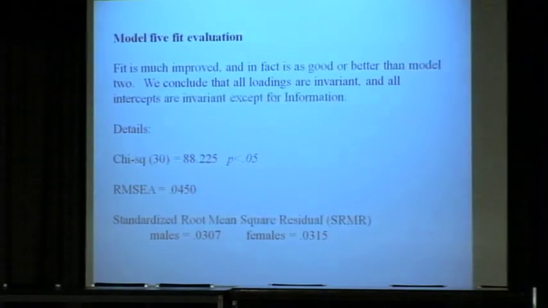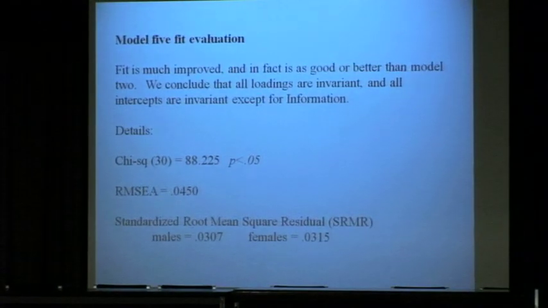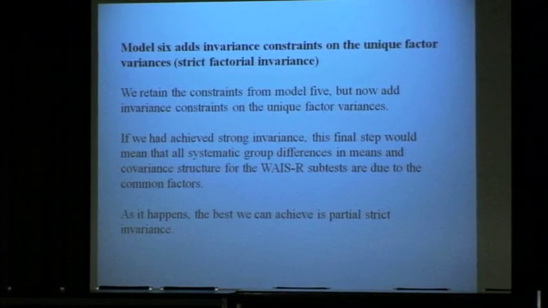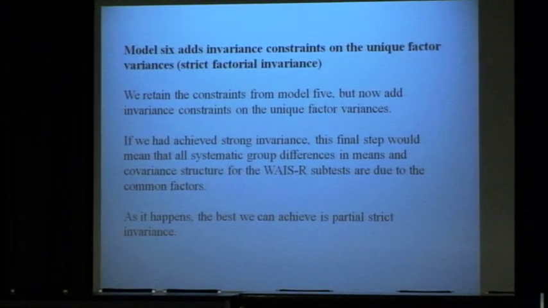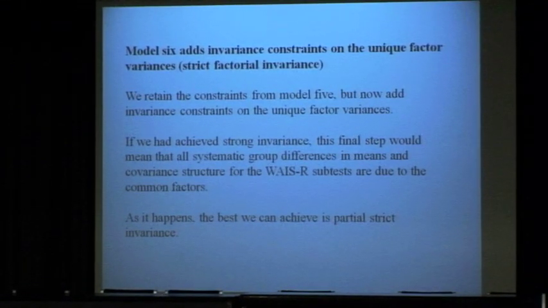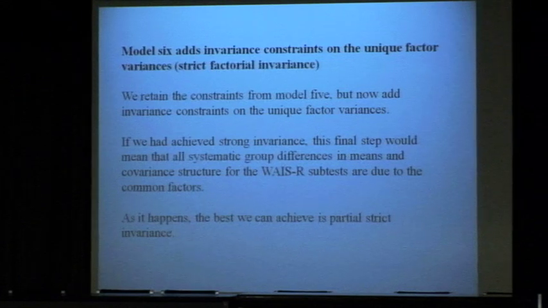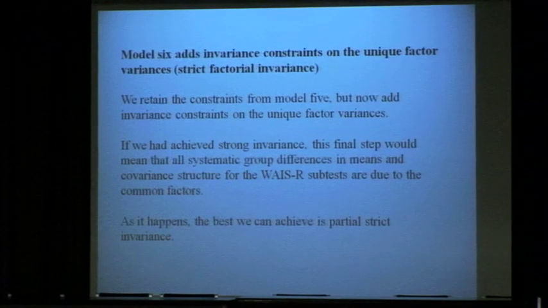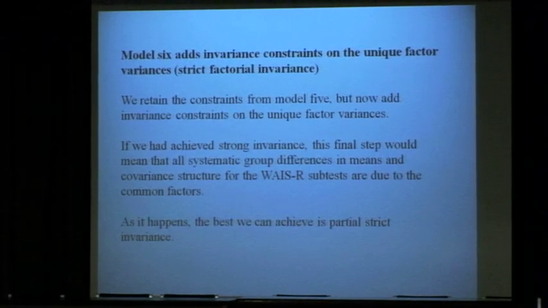And we've just got one final model to do. You might stop here and say, well, okay, I'm done. I know at least one parameter is not invariant for one subtest. But I wanted to see if the unique variances are invariant as well. So I constrained all those to invariance. If we hadn't had that one problem with the information subtest, this last step would mean strict invariance. And we're almost at strict invariance if this one works.